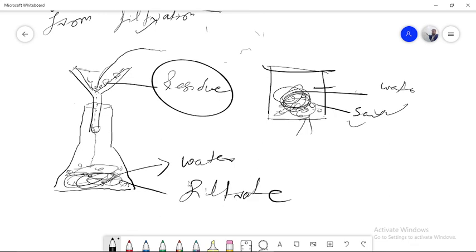Okay student, this is the first lecture belonging to the separation chapter. In the next lecture I will tell you more about separation. After filtration, we will study evaporation and other methods, such as the crystallization method, in the next class.